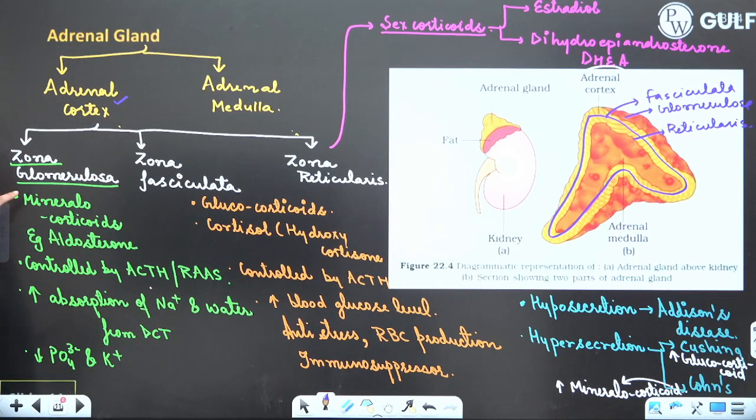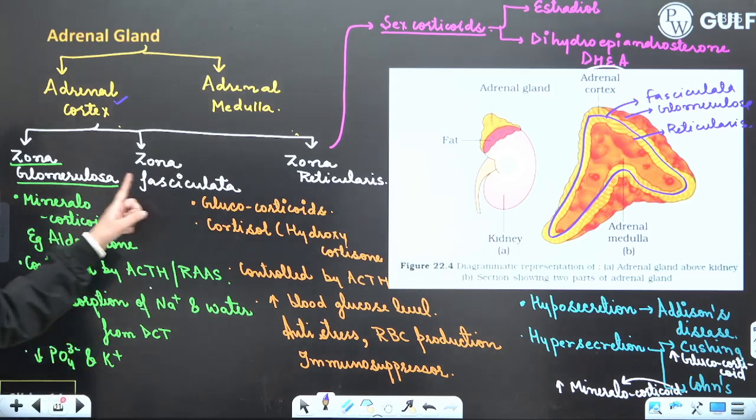First, zona glomerulosa secretes mineralocorticoids. Example is aldosterone. It is controlled by ACTH or the renin-angiotensin-aldosterone system. This we have studied in RAS, excretory products and their elimination. This increases the absorption of sodium and water from the DCT and decreases the absorption, or basically eliminates the phosphate and potassium ions. Next is zona fasciculata.